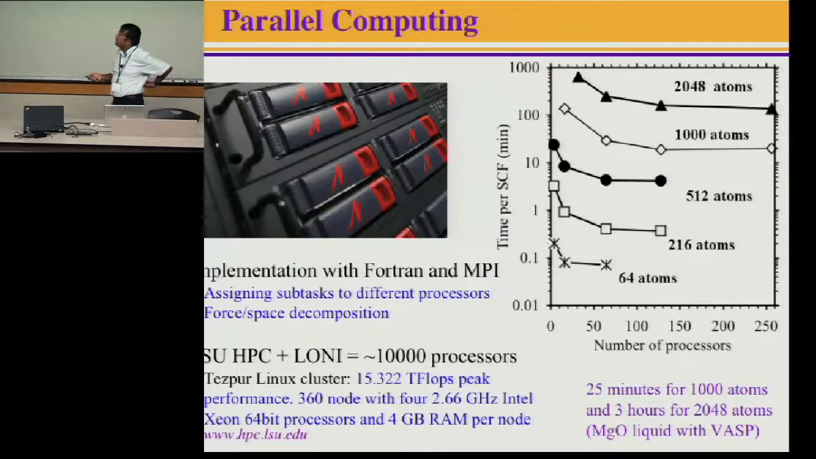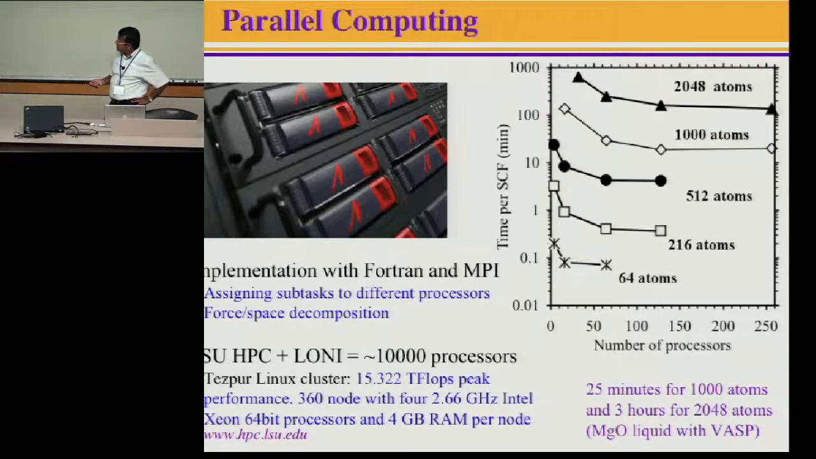It can vary a little bit depending upon what system and what parameters you choose. So maybe for this one, 16 processors or 20 processors is enough. If you go for a 2000 atom supercell, maybe about 150 processors is enough. Okay, after that you don't get any improvement.